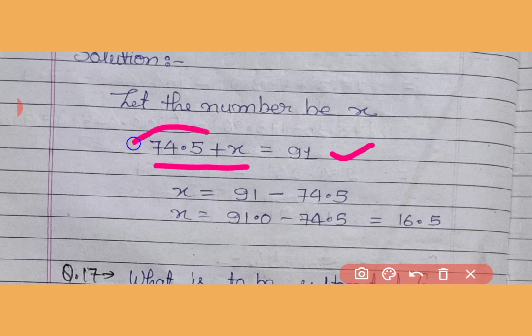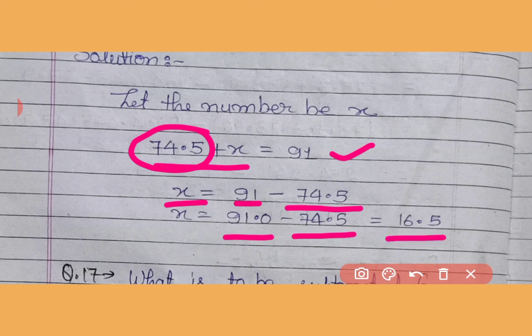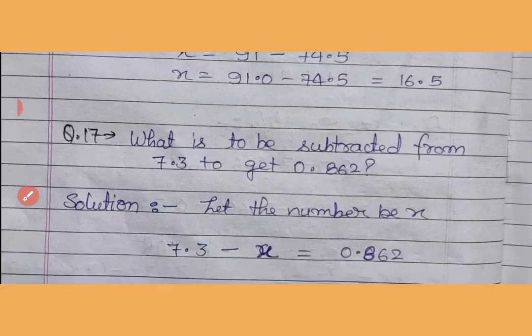If this number is added here, whenever it transfers to the opposite side, it will do the just opposite work. So what is the opposite of plus? Minus. So when it goes to the other side of the equals sign, it will do minus on the other side. That is, x is equal to 91 minus 74.5. So 91.0 minus 74.5 is equal to 16.5. Next question.